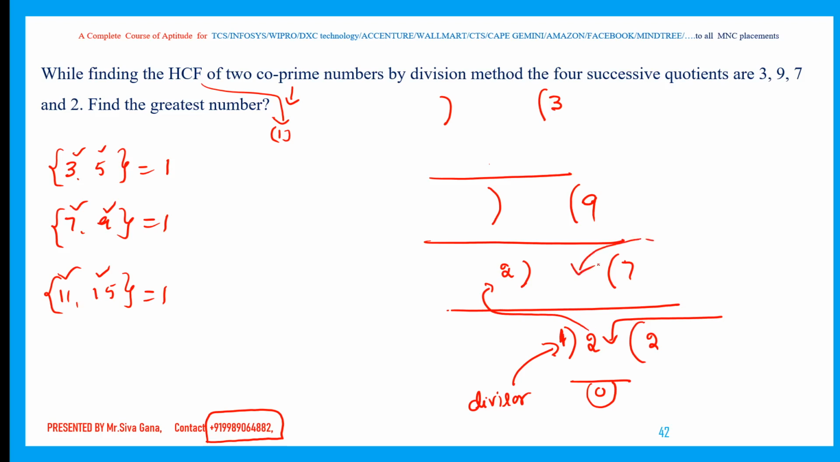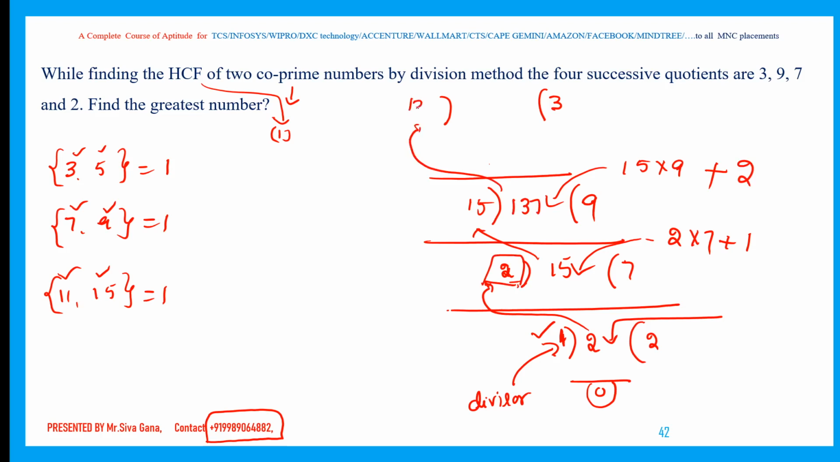So this value will be calculated as 2 into 7 plus 1, 14 plus 1, 15. Now this 15 is the previous divisor and this 9 is the quotient. Now this number is 15 into 9 plus the remainder 2, which is nothing but 137. This 137 will be here. Now this value will be 137 into 3 plus the remainder 15, which comes out to be 426.